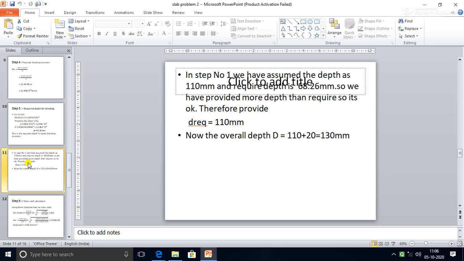The next step is we have assumed the depth as 110 mm and the required depth is 68.26 mm. So we have provided more depth than required, so it's okay. Therefore provide d equal to 110 mm. Now the overall depth D is equal to 110 plus 20 mm effective cover, that is 130 mm. This is the first design for the slab.